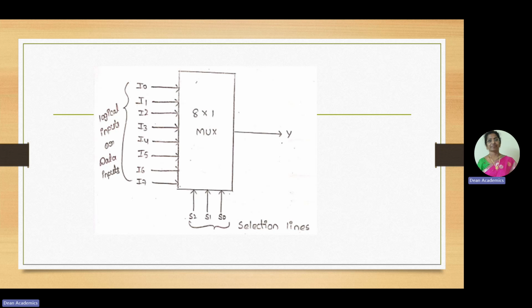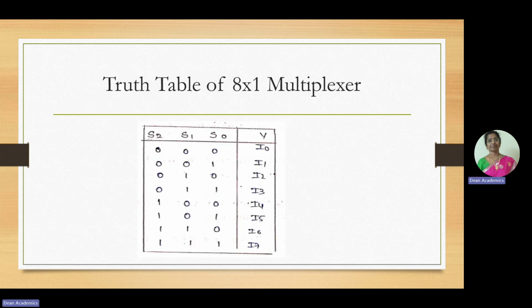Different multiplexers. Now, if you see the truth table of this multiplexer, select lines S2, S1, S0, output Y. Depending on the select line's status, particular input will be connected to the output. So if S2, S1, S0, all three are 0, 0, 0, then I0 is connected to the output. If it is 0, 0, 1, I1 is connected, like that, and so on. If S2, S1, S0 are 1, 1, 1, I7 will be selected. This is the definition of a multiplexer.